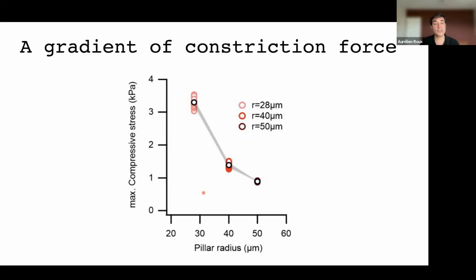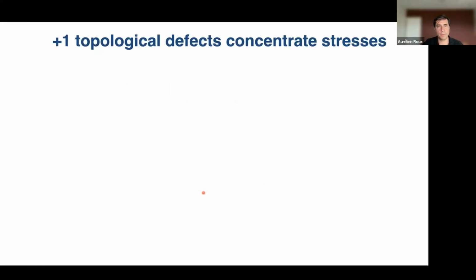And so if you plot the max compressive stress as a function of the pillar radius, which means depending on the radius in the disc, you see a force gradient with higher forces in the center and lower forces on the side. So that shows that you have a force gradient, and that shows that this force gradient probably structures the entire mount form or shape.